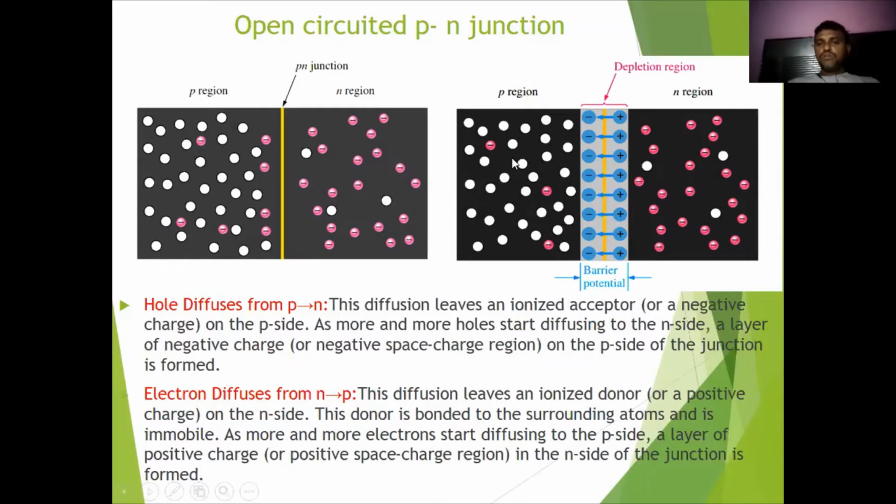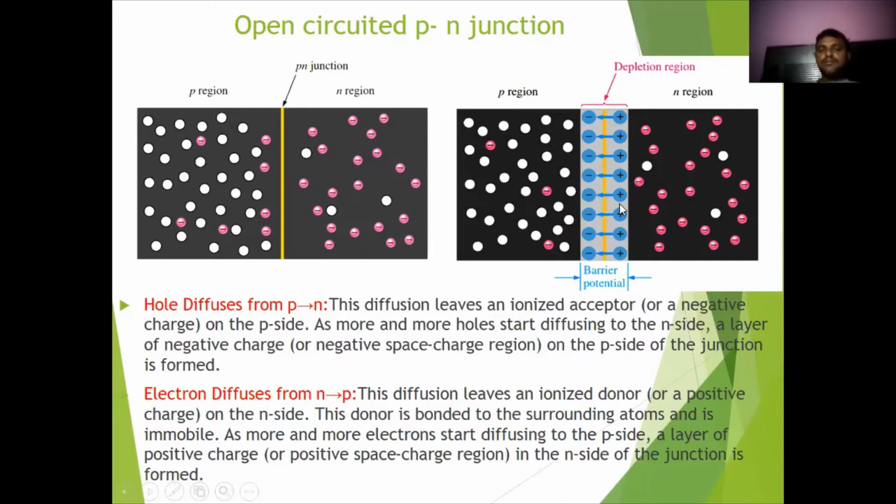These holes are moving from this side to this side. That means only the immobile ions that are present will remain, and the remaining holes cross the junction. Similarly, the electrons that are present here will move from the n region to the p region, and the donor atom positive ions will be placed near the junction.